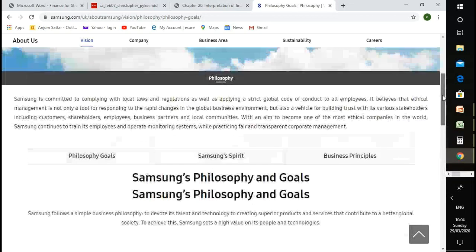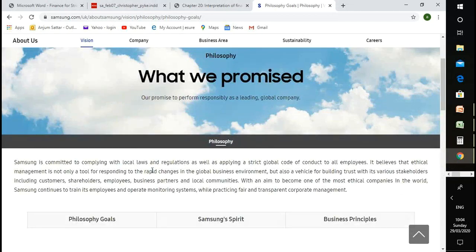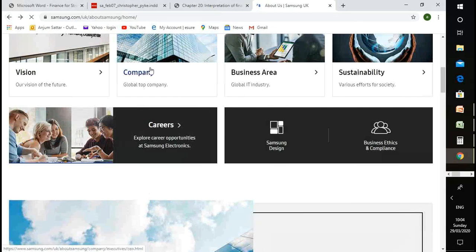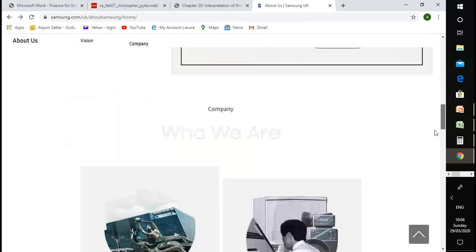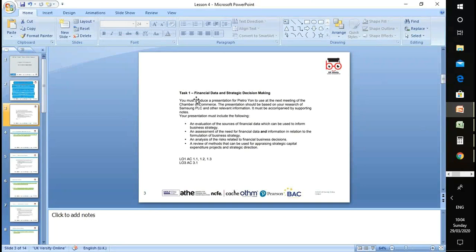We already learned another subject in this unit, strategy. What is meant by strategy, and what is actually the strategy of Samsung. So then we can look around the company, read the brief, and go back to our assignment brief.